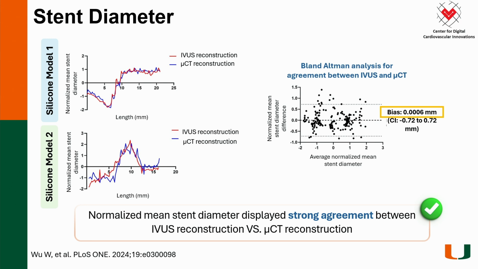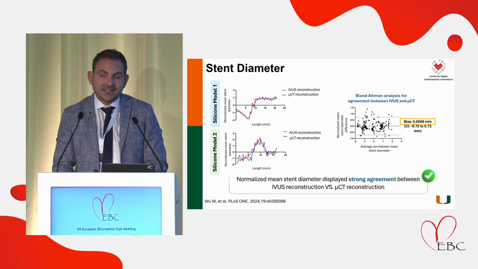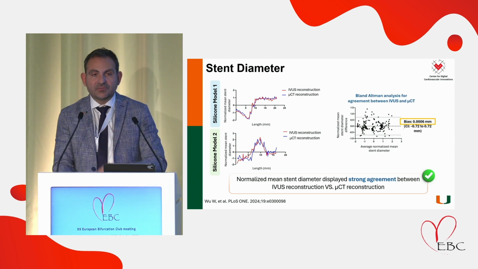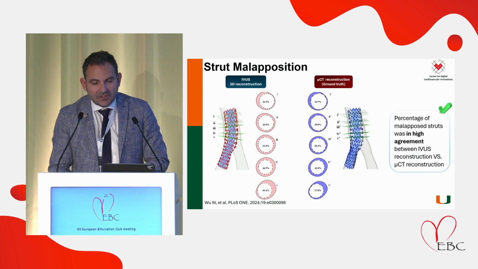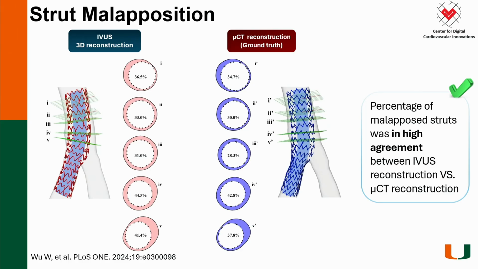And quantitatively, you see here the diameter from the proximal to distal with IVUS and micro-CT, the stent diameter essentially, pretty comparable with a bias difference essentially between those two, nearly zero. And then an even more detailed, microstrut assessment.